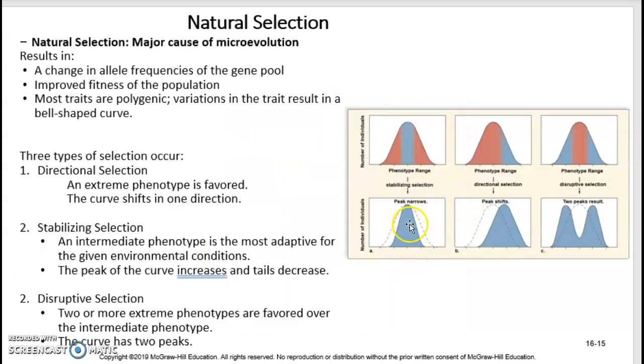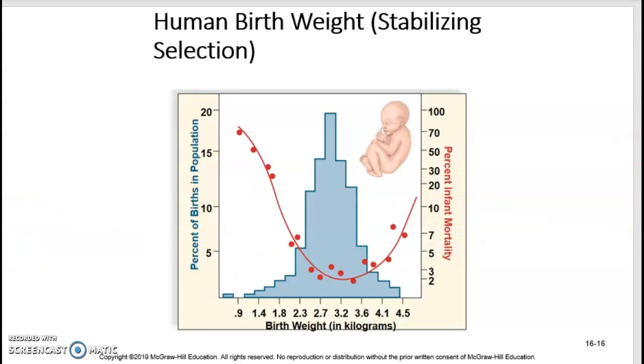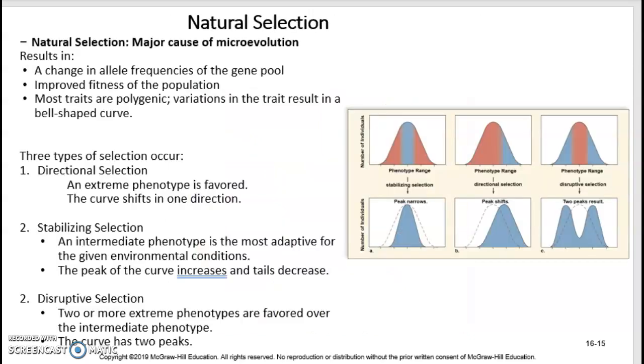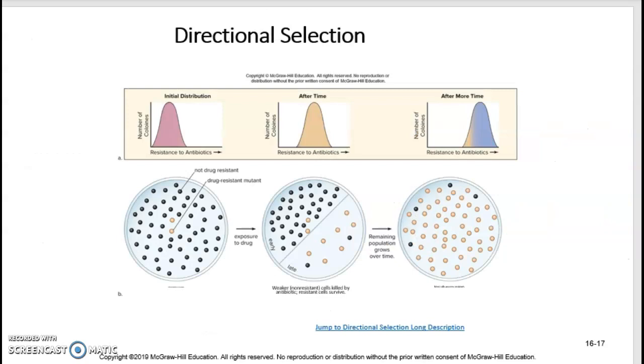That's going to be directional, that's stabilizing selection. I'm very sorry, because it's the medium here. So this in the middle is the most favorable. Right here, that's stabilizing selection. I've got these backwards. Okay, so then the next one is going to be directional selection.